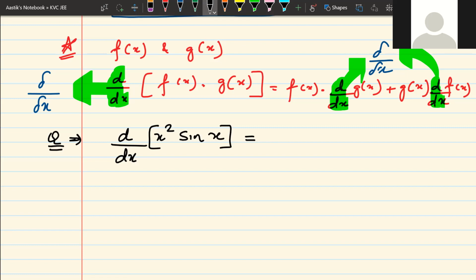x squared cos x plus sine x times 2x. That is absolutely correct. Well done, beta. That is absolutely correct. Done so quickly. I'll still wait for a minute for other students to catch up.